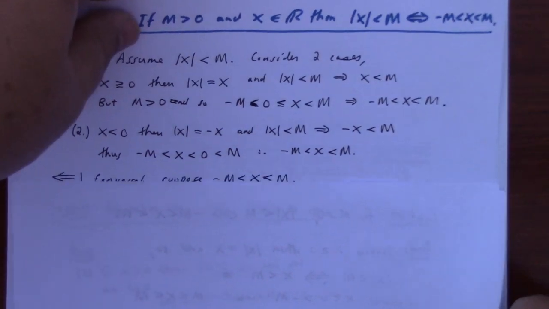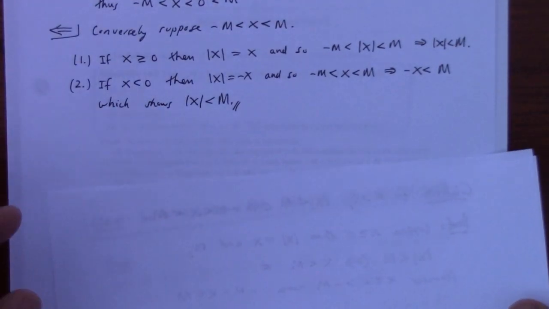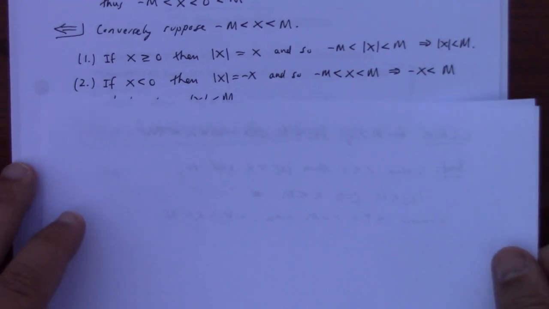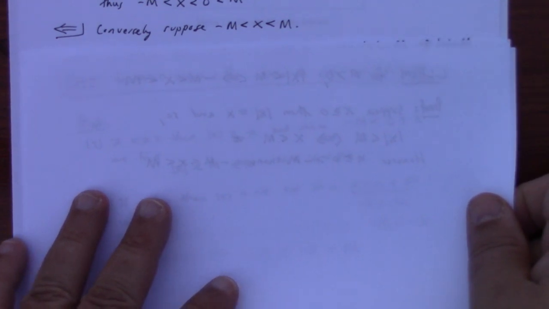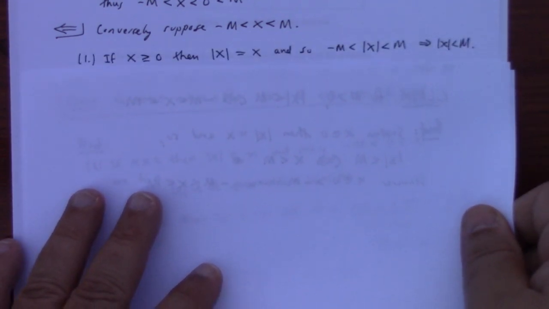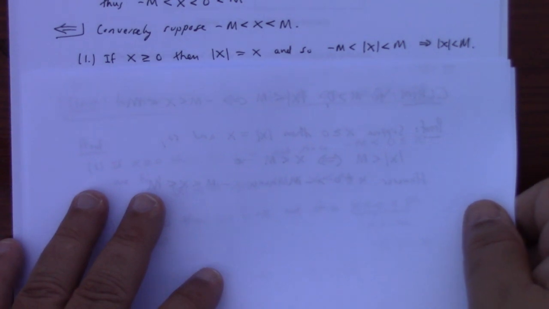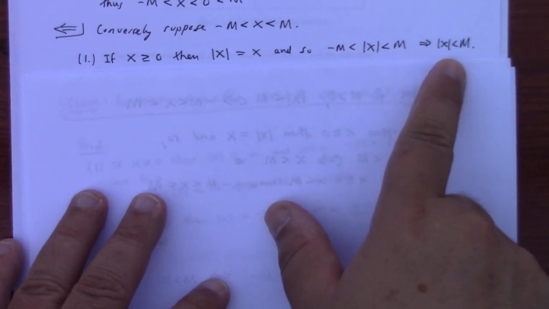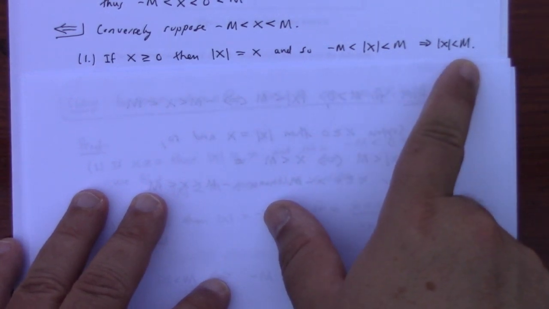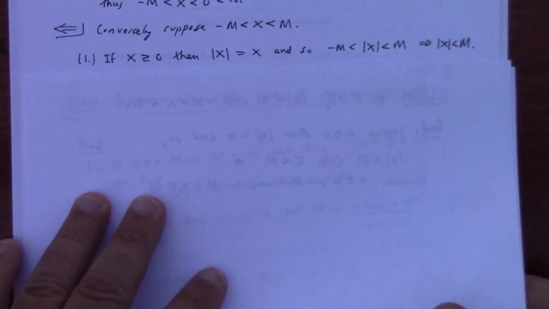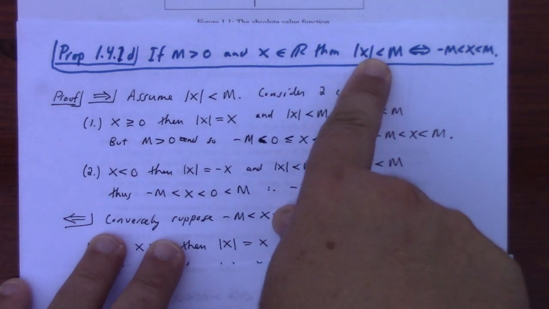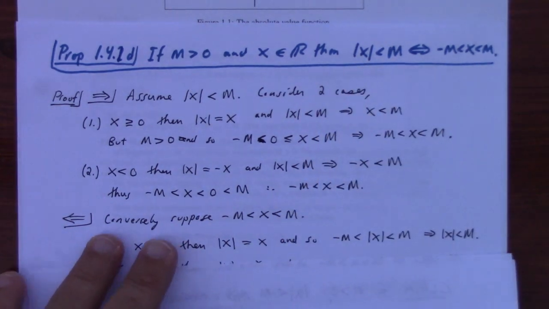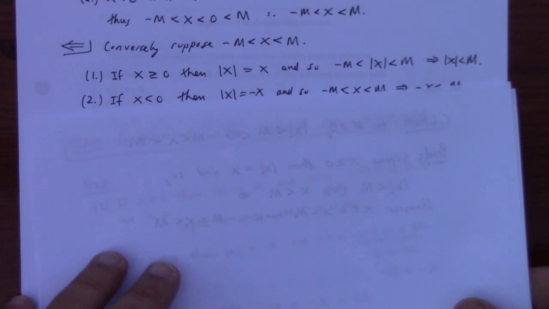Now the reverse implication of the proof. Here we go. Conversely, suppose x is between plus and minus m. If x is non-negative, the absolute value of x equals x, so minus m less than absolute value of x less than m. Just focus on that part right there. That's what we need, absolute value of x less than m, because we're trying to prove, this time, guys, the reverse implication, namely that this data implies that data, right? So that's what I'm working on, the reverse implication.